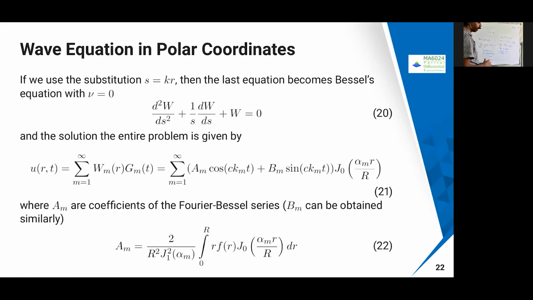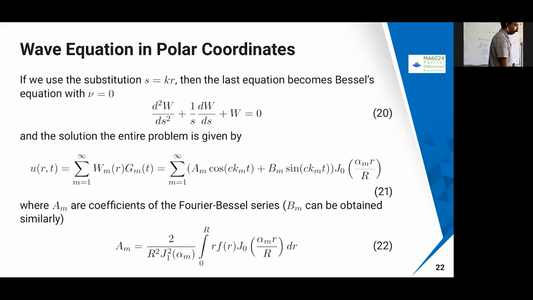So once again, here the Fourier Bessel series is going to come. In the Laplace equation in spherical coordinates, you get the Fourier Legendre series. In the case of the wave equation in polar coordinates, you are going to get a Bessel equation, so you get the answer in terms of the Fourier Bessel series. Here also, nu is 0, so you get the answer in terms of J naught.